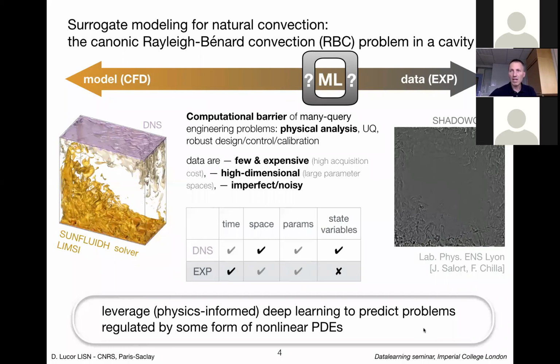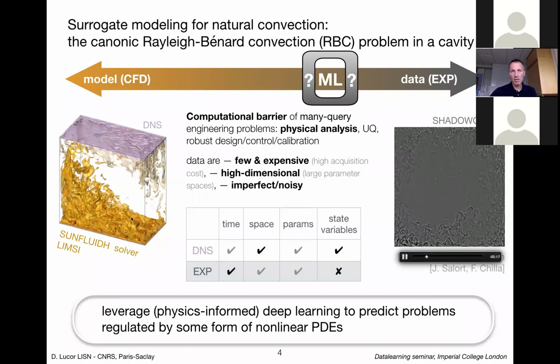So you see many different structures. I hope you see the animation. It's a movie, so you can see the plumes. But what you see is actually just a projection of the 3D flow.